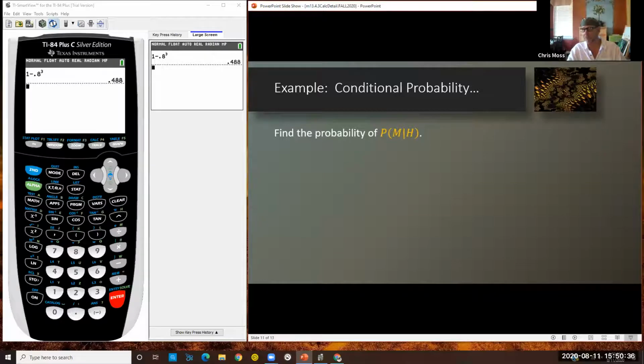This time I'm going to start with a notation. You could see either a verbal description or some tedious notation. So we're looking for the probability of M given H. What does that mean? Well, M is the event of selecting a male. H is the preference for the hybrid courses. So we're looking for the probability of selecting a male given the student prefers the hybrid modality.